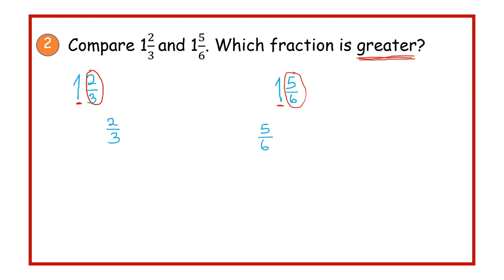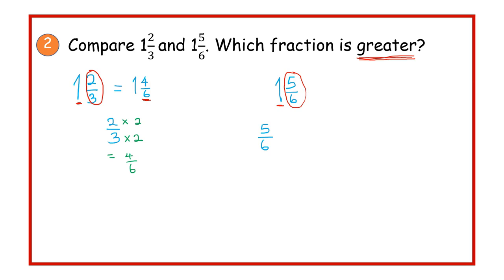Now let us make the denominators look the same. So since this is 6, let us also make this 6. We can multiply by 2, and we also do the same on the numerator. And this means that we get 4 out of 6. Now this means that 1 and 2 out of 3 is equal to 1 and 4 out of 6.